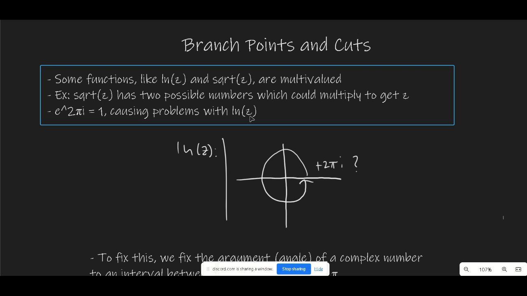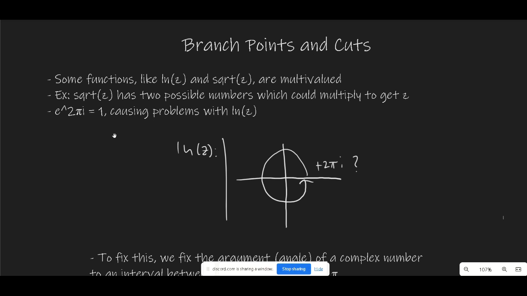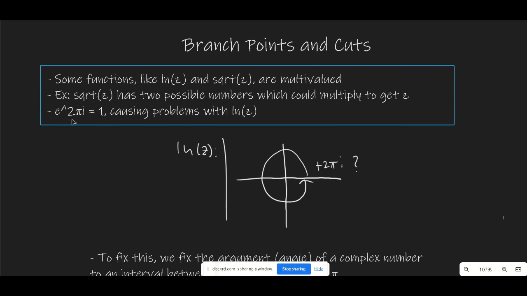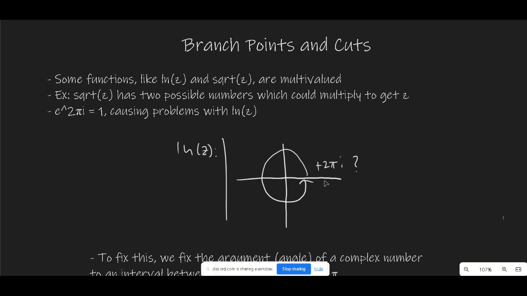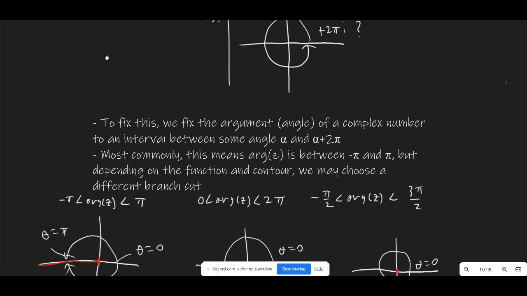And at the same time, e to the 2 pi i equals 1, which causes problems with ln z, because if you think, okay, what's natural log of 1? Well, you would just say 0, right? But I'm telling you e to the 2 pi i also equals 1, so natural log of 1 could also be 2 pi i. So that doesn't really make any sense, and again, using this fact, it could be 4 pi i, it could be 6 pi i, it could be 8 pi i, and stuff like that. And no matter what number you're taking the natural log of, you're going to have this problem because, again, e to the 2 pi i equals 1. So in order to fix this problem, what we do is we fix the argument.